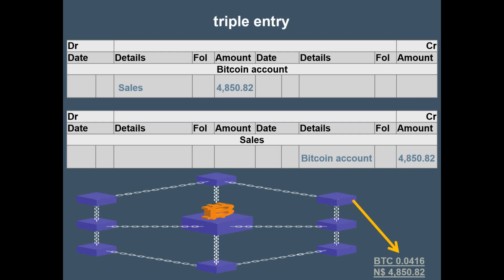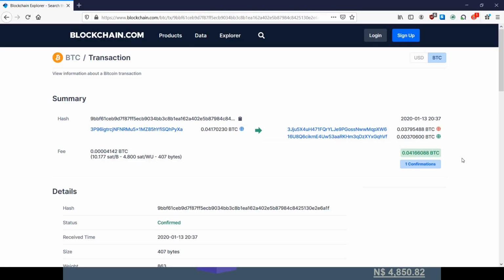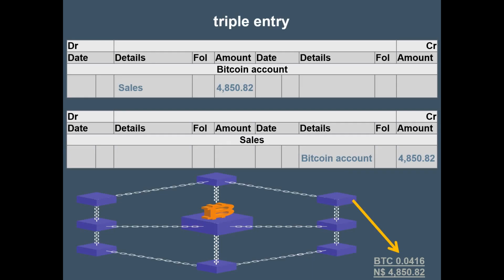Let's go and verify that now before we move on. There we can see 0.0416 Bitcoin. It has been received. So this transaction shows on the blockchain. Now that we have verified the transaction on the public ledger, let's move on to our statement of financial position.